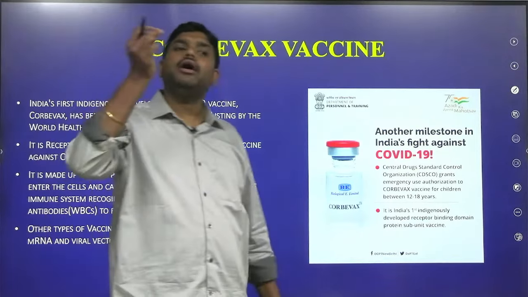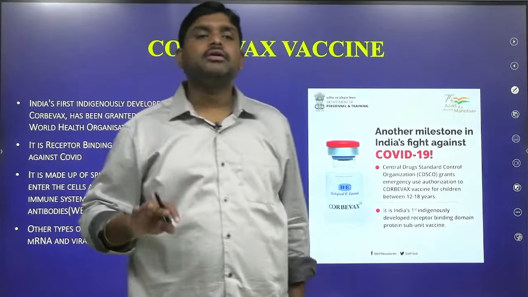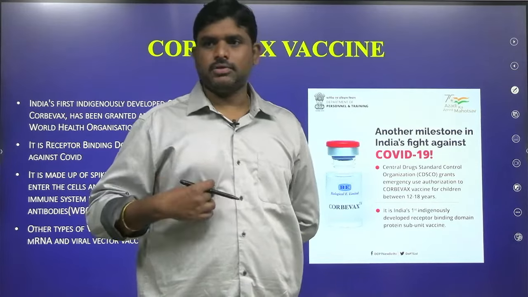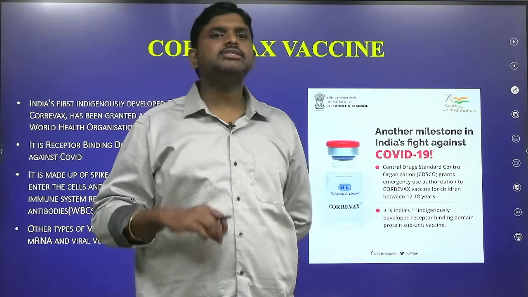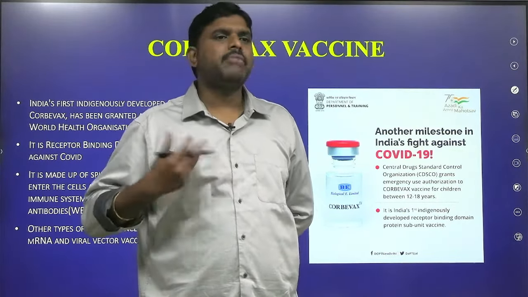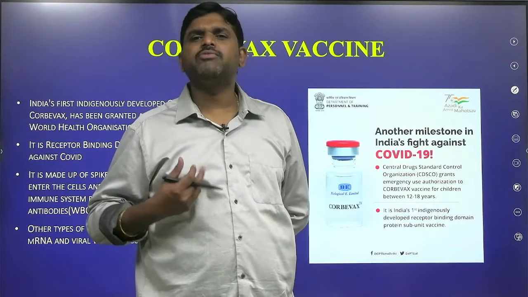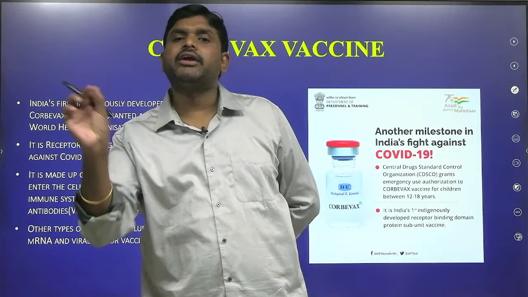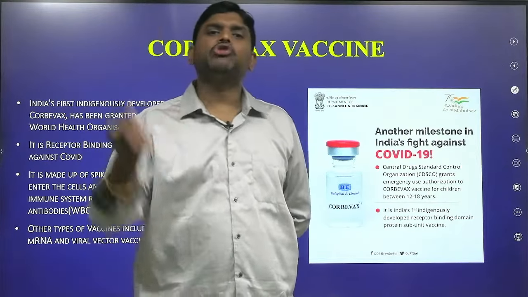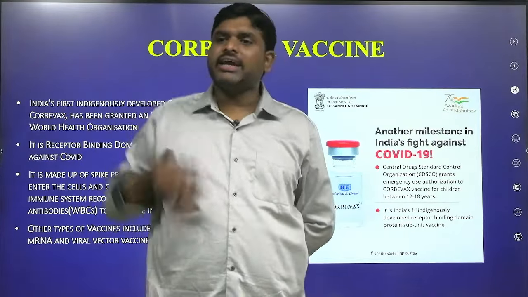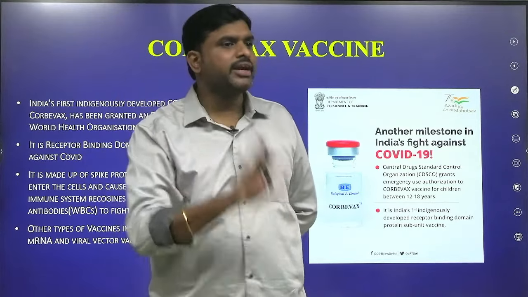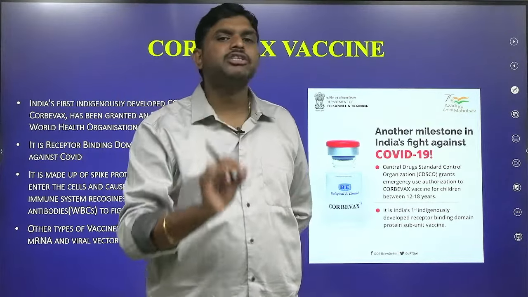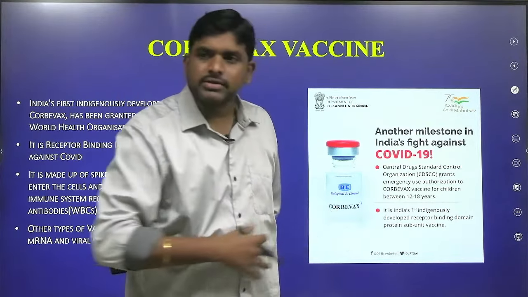So I will take the diseased virus, a dead virus. Then my immune system will activate. Now this activated immune response, I separate as a protein. Now that protein is taken directly, so that directly I will go and attack if any COVID-19 comes into me. That particular vaccine is called Corbevax. Did you get it?